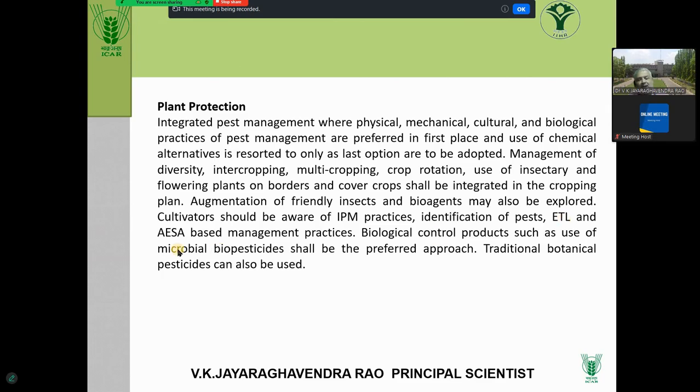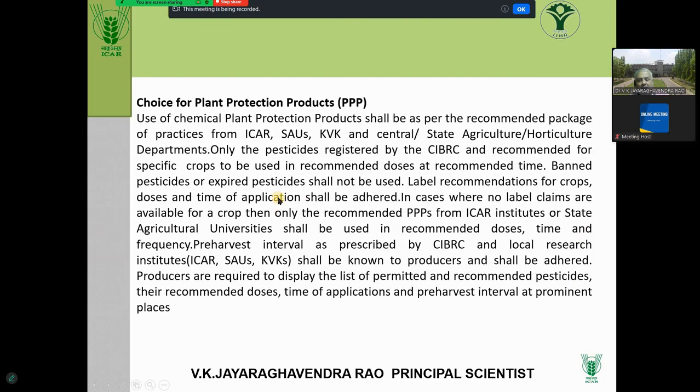So therefore the standards of plant protection have to be followed. Even botanical pesticides can also be used. Then, choice of plant protection products. Normally, what the ICAR or the KVK and State Agriculture University recommend is the frequency, the dosage, whether organic pesticides or botanical pesticides are going to be used, and the recommended dose.